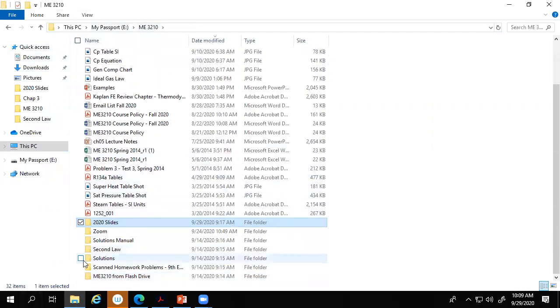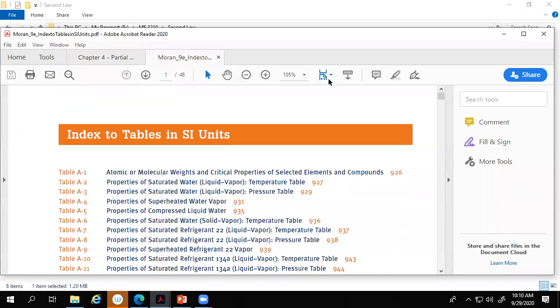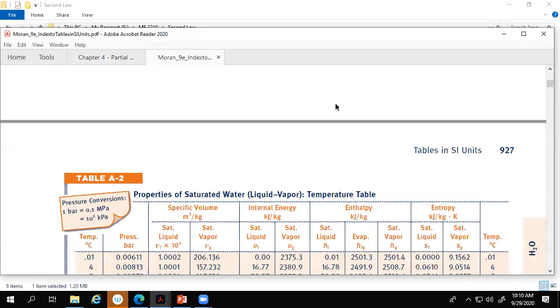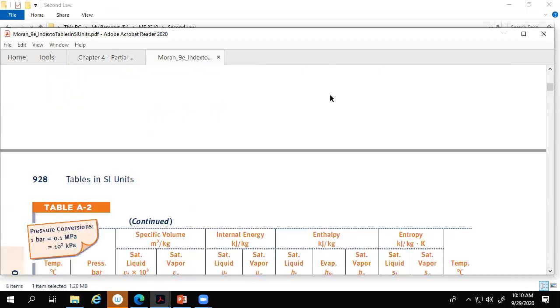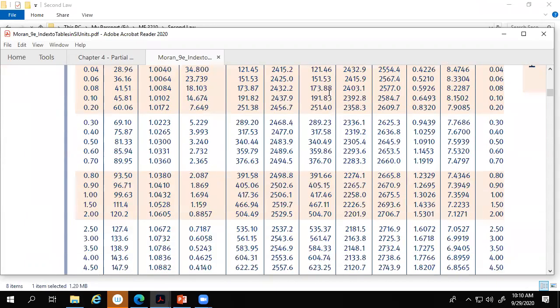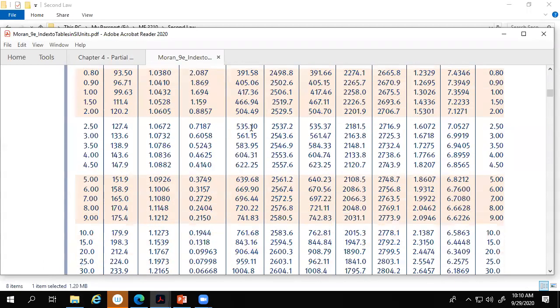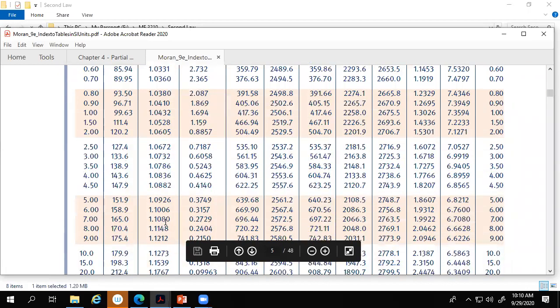Didn't get these opened up ahead of time. This one. So let's see. There's our temperature table, saturation. And here's our pressure table. And thank heavens it's in bar. I don't have to do any unit conversions. 7, there's 7 bar. That's the temperature, 165 C. And there's the specific volume.